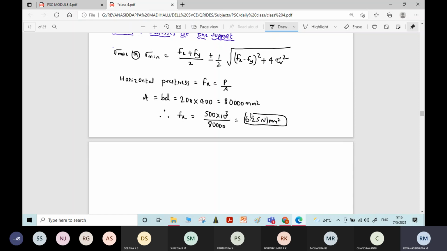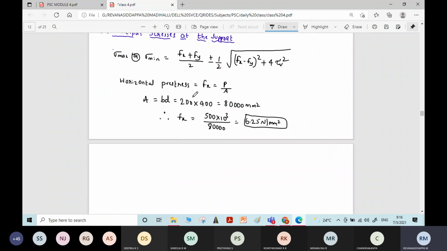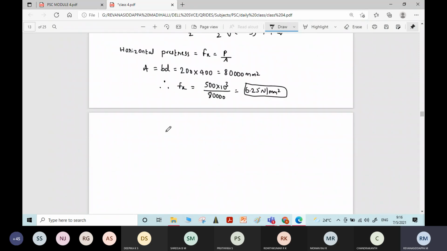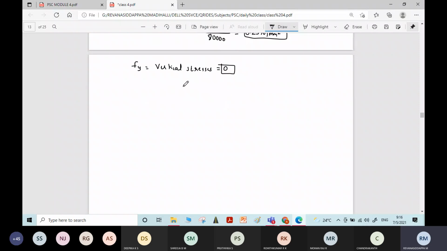Then what else is required? fy is required, a vertical pre-stress, and there is no vertical tendons given in the beam. Therefore, fy will be 0. fy is equal to vertical stresses equal to 0. Then fx is over, fy is over. What else is required? We need a shear stress tau v, right?